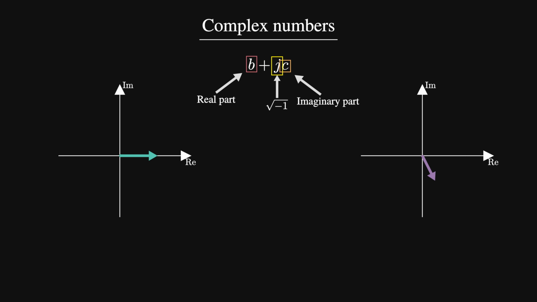A real number, like our first vector, which has no rotation, lies flat on the real axis. This only has a real part, which we'll label b1. When we introduce a complex part, we are effectively rotating our vector. Our second phasor has a real part b2 and an imaginary part c2. Let's enlarge it so we can clearly see what is going on.